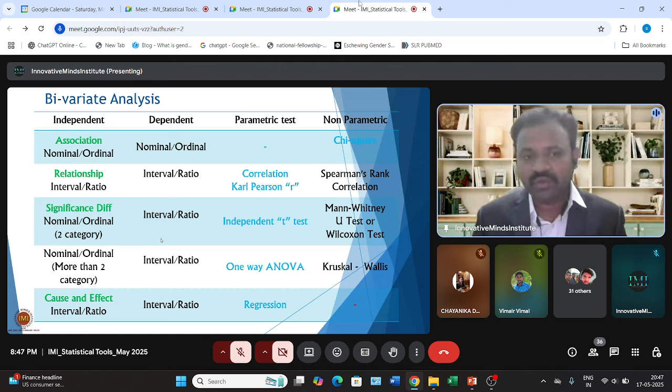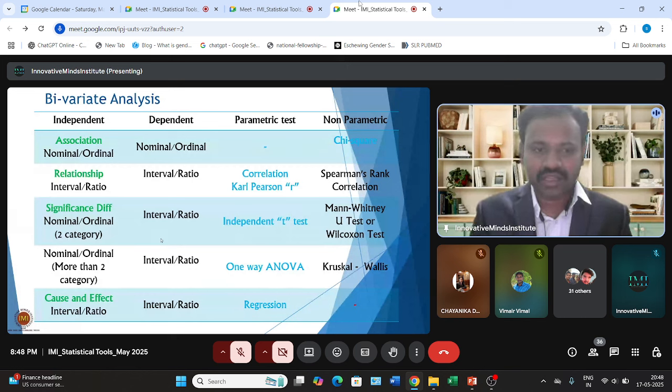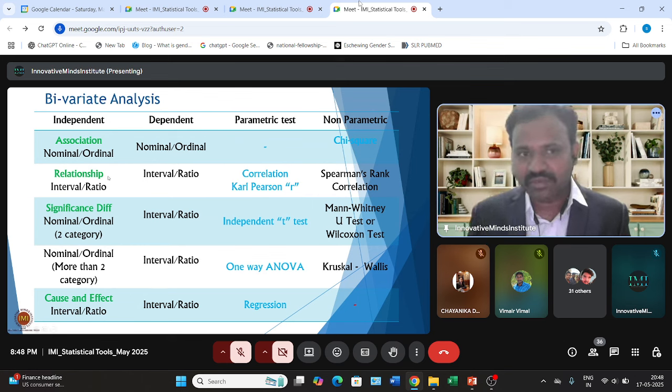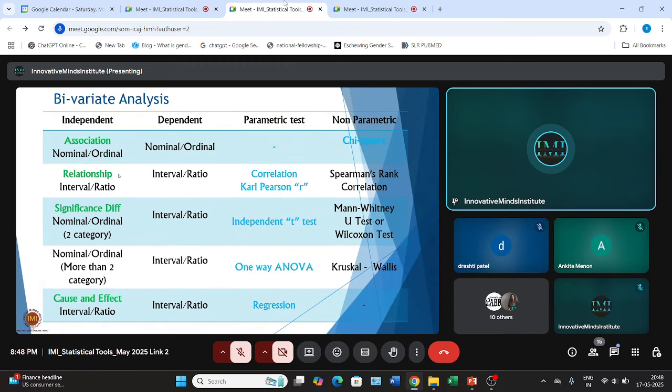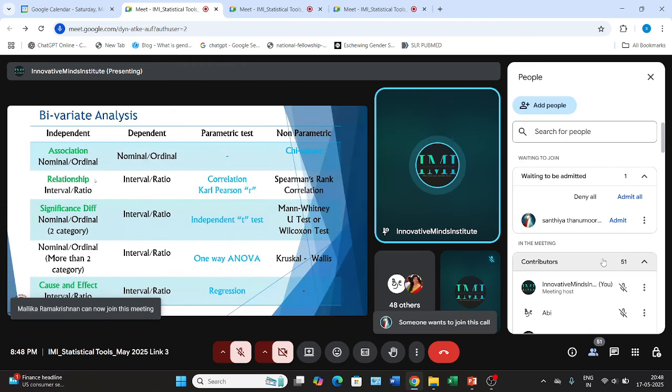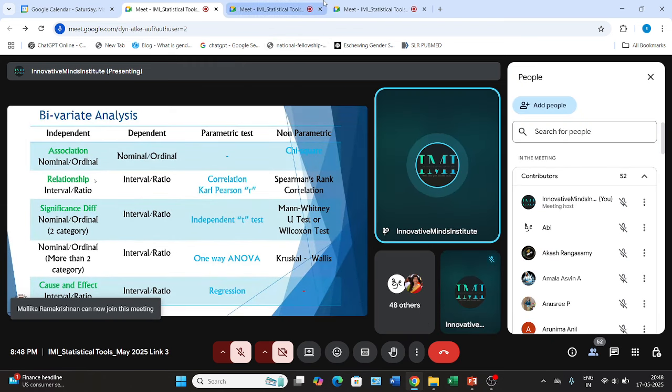But you should remember one more thing. Imagine income, comparing income with quality of life. Both are in numbers, so it comes under correlation. You are checking a relationship. Suppose income is asked in categories: 10,000 to 20,000, 21,000 to 30,000, 31,000 to 40,000. If it is in categories, they should use ANOVA.